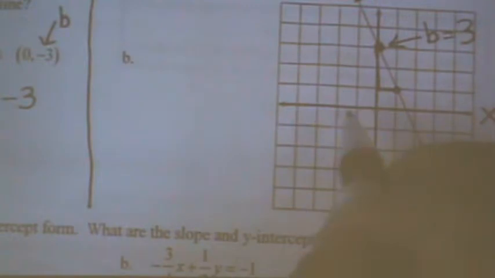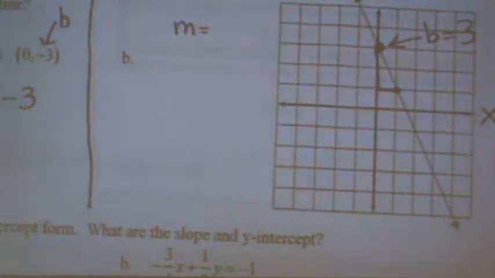I need the slope of this line. What is the slope of this line? How do you go from one point to the next? Anyone know? Rise over run. What's the rise and what's the run? It's a 2 and a 1. Is it a positive 2 or a negative 2? Negative 2. Good job.